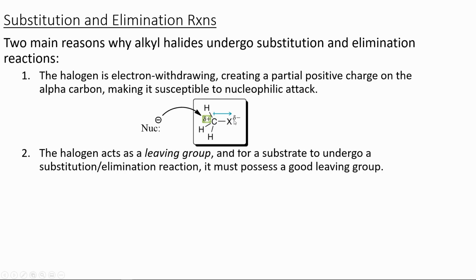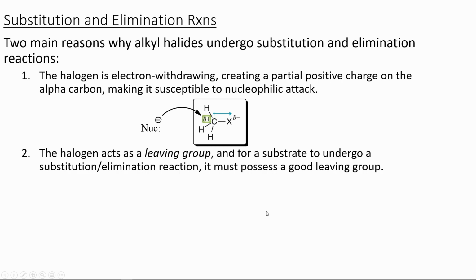Generally, halogens are good leaving groups, and that's what they're used for in these substitution and elimination reactions. And this is because we're going to have a large electronegativity difference between the halogen and the carbon. This results in a partial positive charge on the carbon, which makes it susceptible to nucleophilic attack.